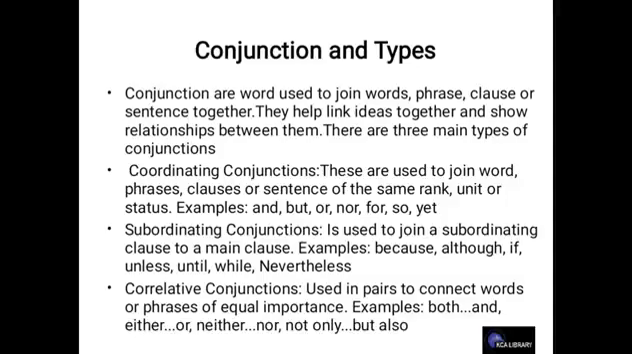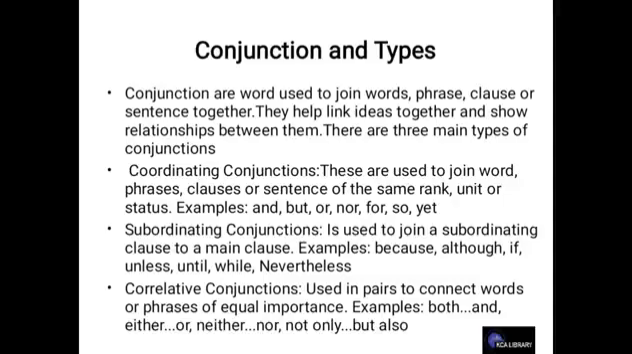So we have conjunction and types. Conjunctions are words used to join words, phrases, clauses, or sentences together. They help to link ideas together and show relationships between them. There are three main types of conjunctions. One, we have the coordinating conjunction. These are used to join words, phrases, clauses, or sentences of the same level, rank, units, or status. Examples are and, but, or, nor, and the likes.